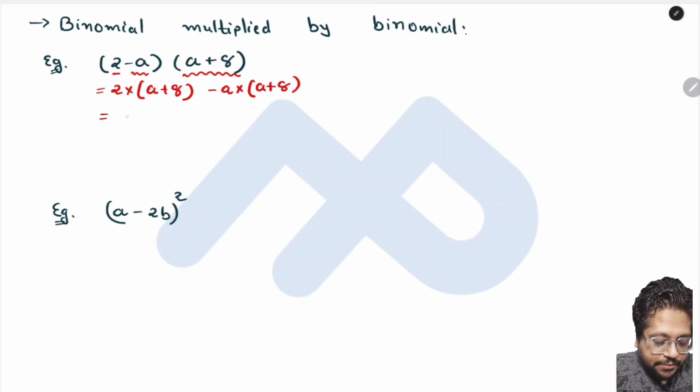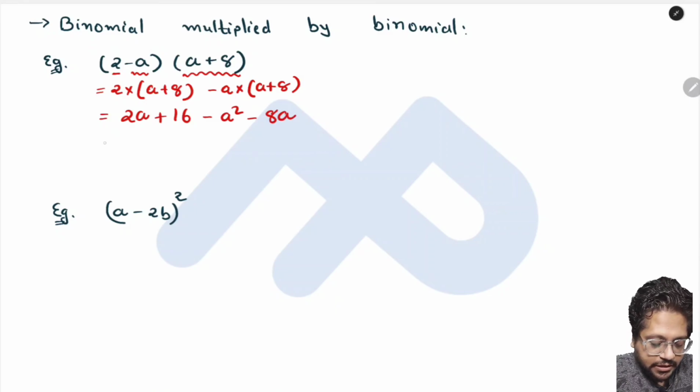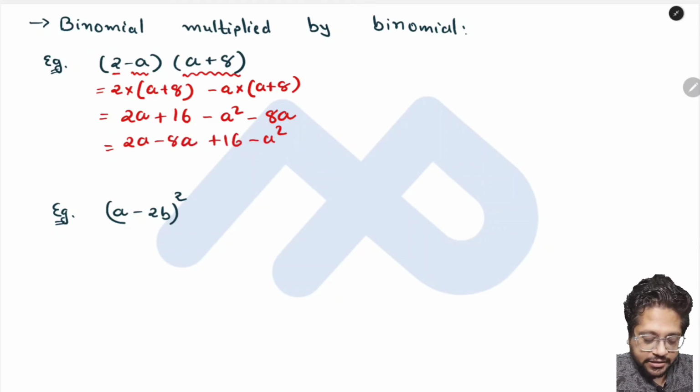So now this 2 times a is 2a and 2 times 8 is 16. Then minus a times a, that is minus a square, and minus a times 8, that is minus 8a. Clear? Isn't it easy? Now this 2a and minus 8a, they are like terms. So just bring them together and simplify, and this plus 16 and minus a square will remain as it is. So this 2a minus 8a is minus 6a plus 16 and minus a square.